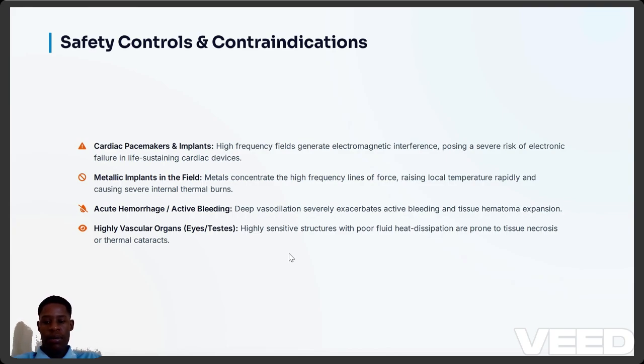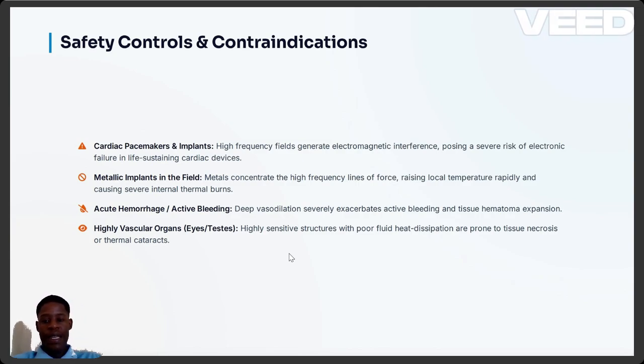pacemakers and electrical implants. This is because the high frequency current creates electromagnetic interference, causing a severe risk of electronic failure. So this is why it is contraindicated. Same thing when it comes to metal implants. The metal will absorb this energy so fast, and this can cause internal burns in the patient. Then we've got active bleeding or open wounds.